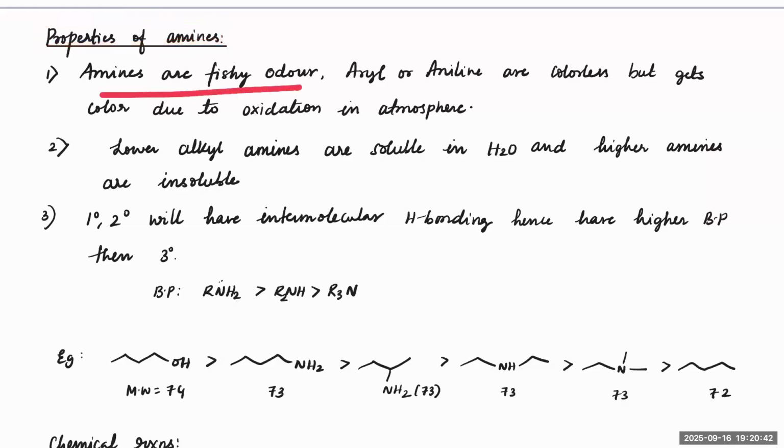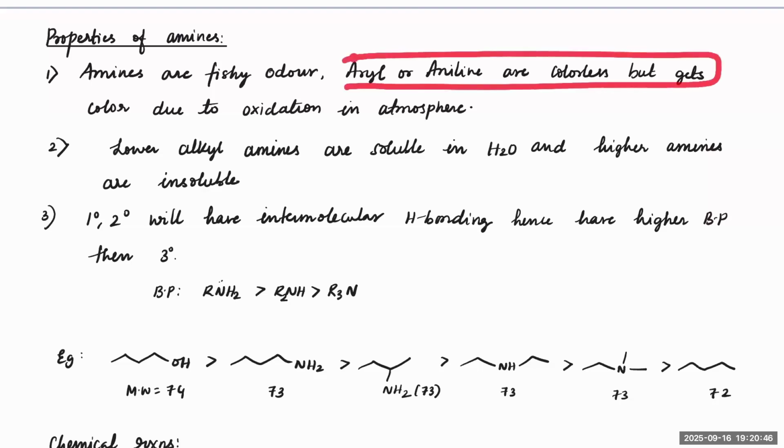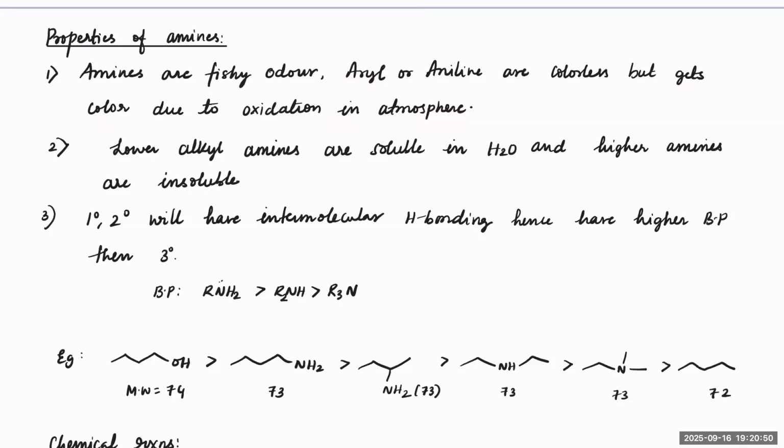Amines are usually fishy odored. Aryl amines or aniline are usually colorless, but they get color due to oxidation in the atmosphere. Lower alkyl amines are soluble in water and higher amines are insoluble. Lower as in mostly methyl, ethyl, propyl, not more than that. So they get colored due to oxidation, that they turn yellowish, right? Yes.